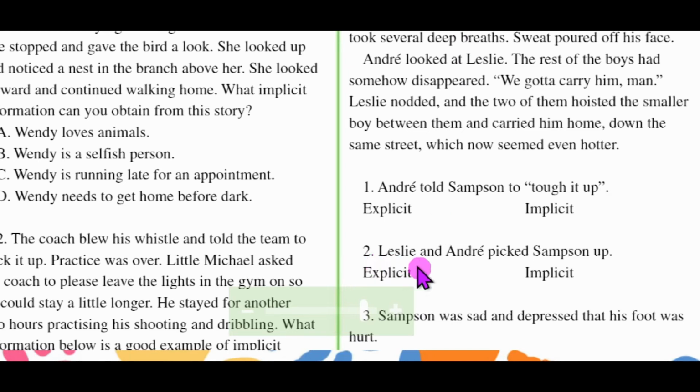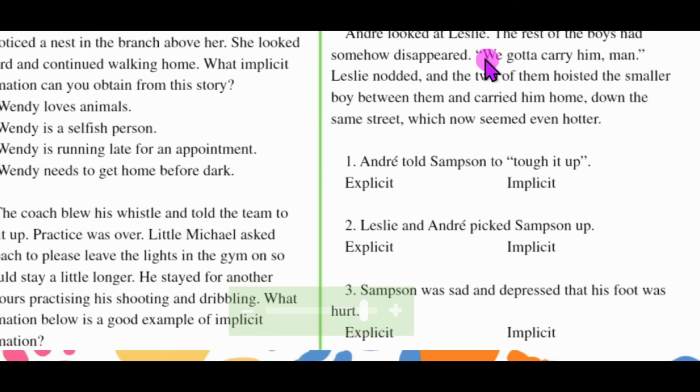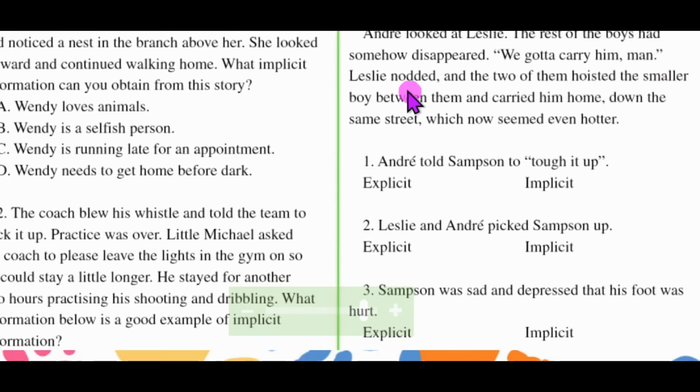Number 2, Leslie and Andre picked Samson up. Is this explicit information or is it implicit information? All right, so let's look here. It says, we've got to carry him. Leslie nodded. And the two of them hoisted the smaller boy between them and carried him home. So we know that they carried him home, but they didn't use the word picked Samson up. They used hoisted, and hoisted means to lift. So this is implicit then.